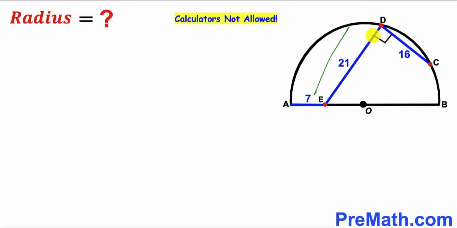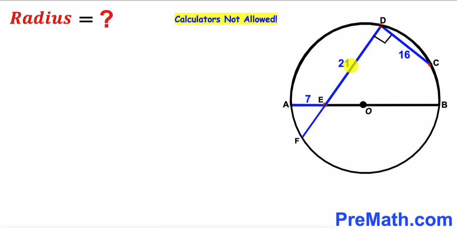Let's focus on this semicircle. In this next step I have completed a whole circle, and in the next step I have extended this line DE all the way to this point F on this circle, such that DF is our chord. And now I'm going to label this segment EF length as X. Our task is to find the value of X. And here's our next step.